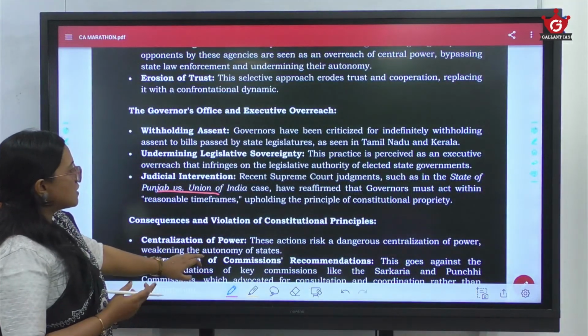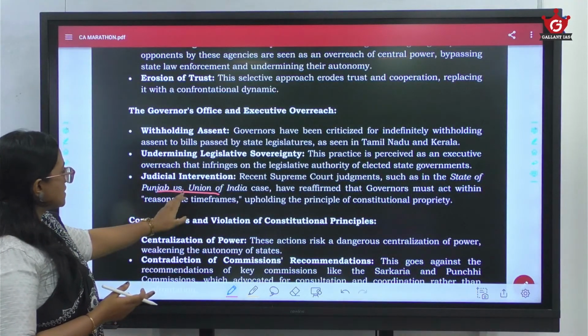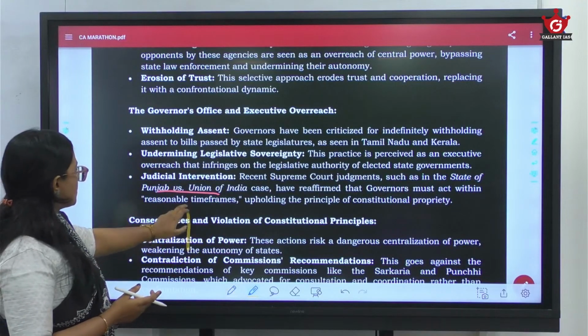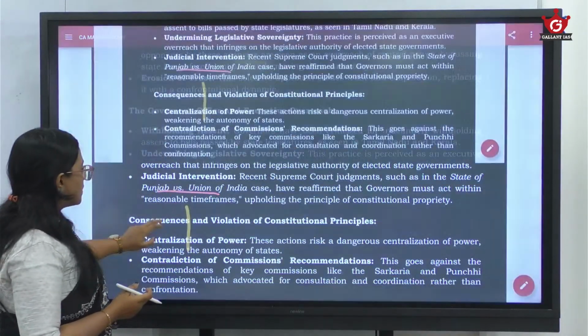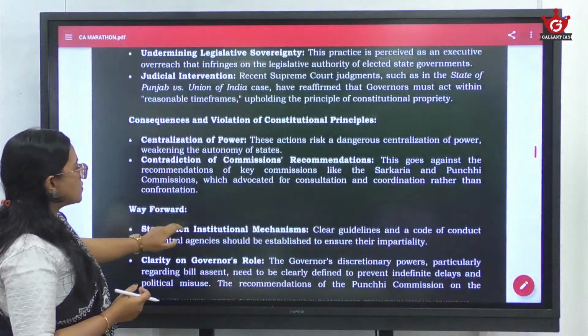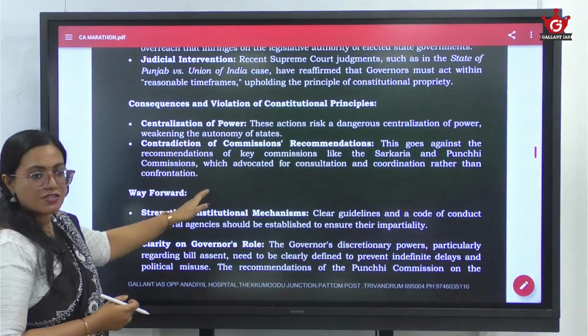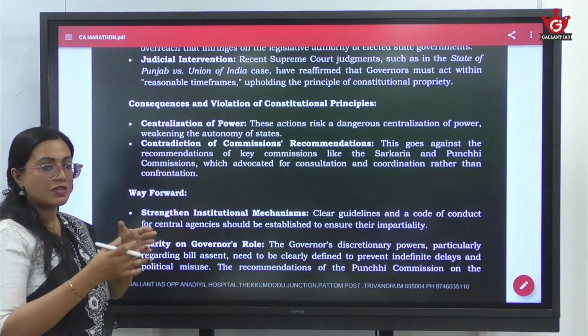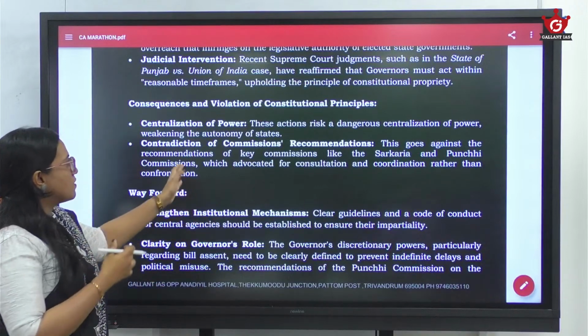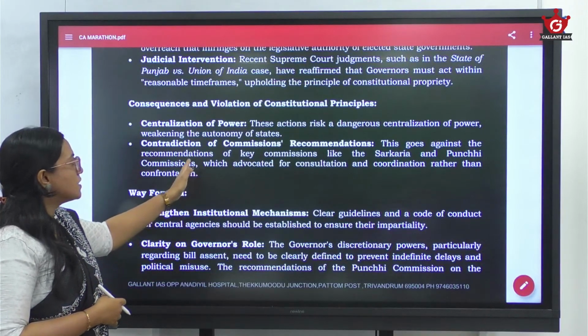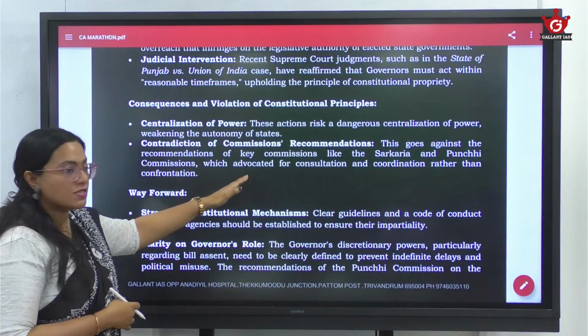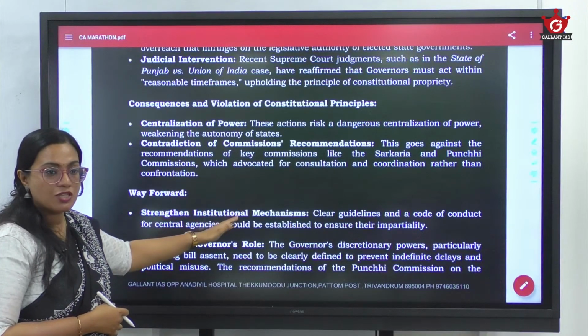Governors have been criticized for indefinitely withholding assent, undermining legislative sovereignty and necessitating judicial intervention. Now, what are the consequences and violations of constitutional principles? Centralization, what are the consequences? If it is being used, what are the consequences? One is centralization of power, the other is contradiction of the commissions' recommendations, the Sarkaria Commission and Punchhi Commission.